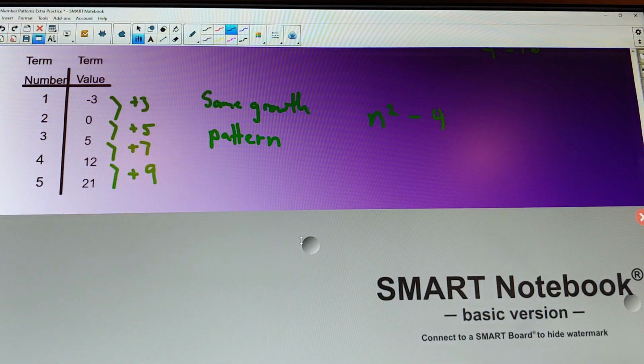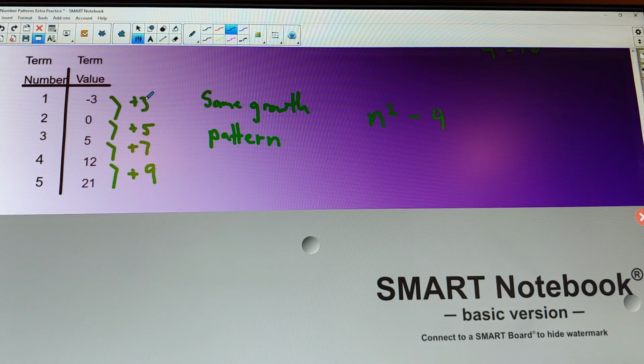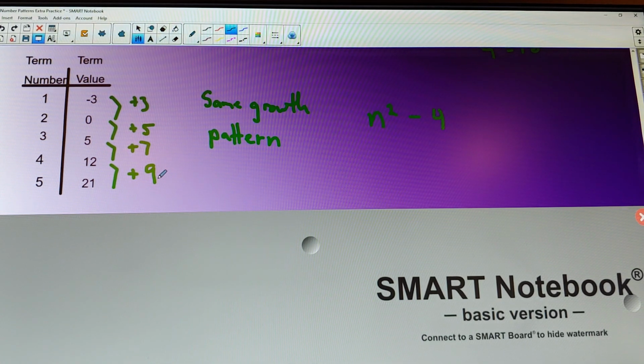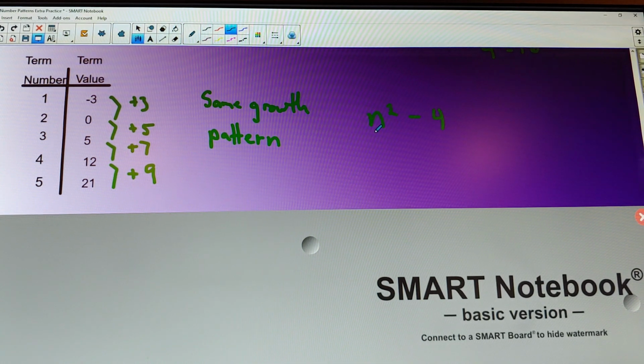And then for this one, we see an increase of 3, then it jumps to 5, then up to 7, then up to 9. So it's the same growth pattern that we saw up top. That's letting us know it's probably got something to do with n squared, but then the numbers are off. They're a little bit low for what they should be. So how do we get them down? Well, we're going to subtract 4 off of it.